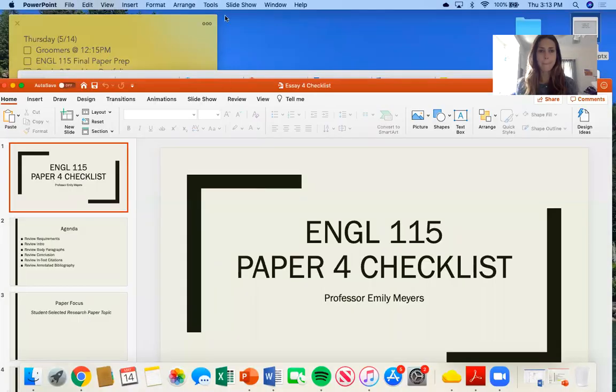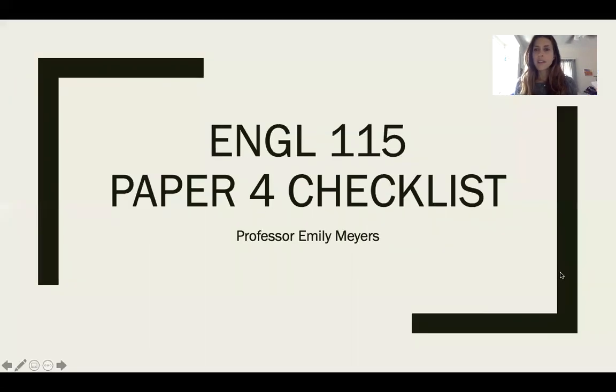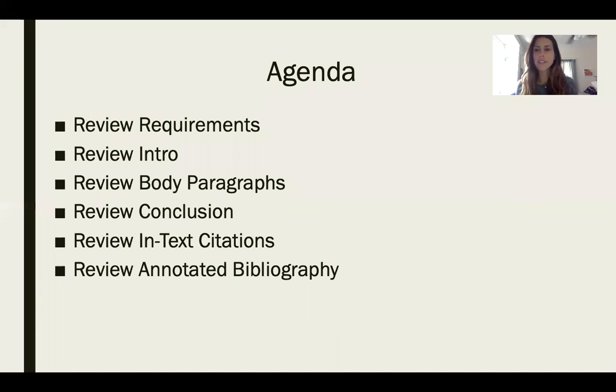This video is going to be sharing with you the checklist for your final paper. So let's get started. Okay. So just like your checklist for your third paper, this is our checklist for our fourth paper. So let's go through the agenda. We are going to review the requirements. We're going to talk about the introduction, body paragraphs, conclusion, as well as in-text citations and your annotated bibliography.